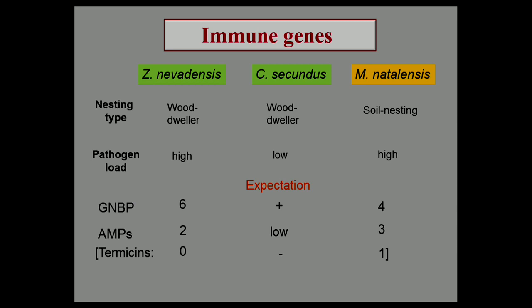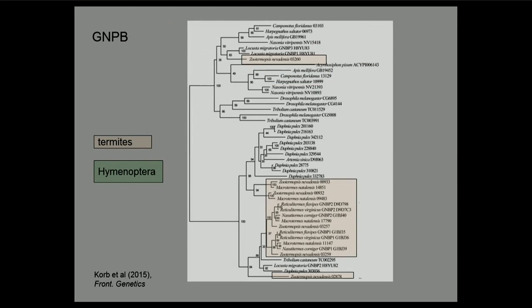And when we looked in the genome, this is actually what we found. So we have only one antimicrobial peptide, no termicine, but we have five GMBPs. And now in the final part, I would like to show you some more detailed results for the GMBPs, because I also looked at the evolution and the expression pattern of the GMBPs in the termites.